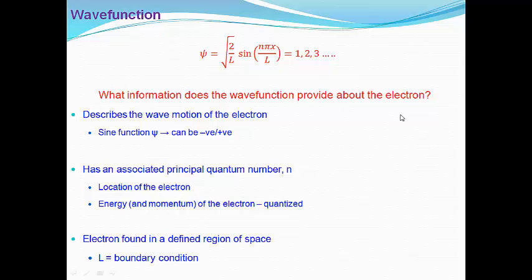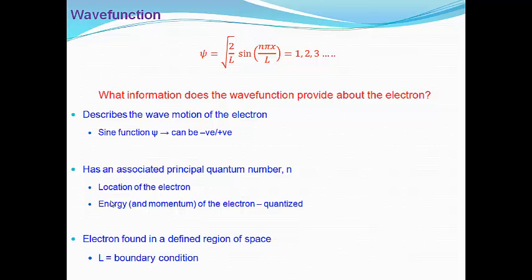So let us summarize what the wave function is telling us about the electron. It is describing the wave motion of the electron. It tells us that it's a sine function, and therefore that wave function can be either negative or positive. It has an associated principal quantum number n, which basically allows us to have an idea of the possibility of where the electron is. And we know that if there's a particular quantum number, then that quantum number is directly related to the energy of the system or the electron.